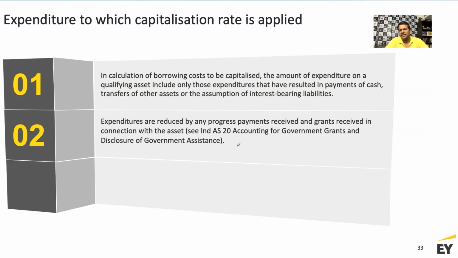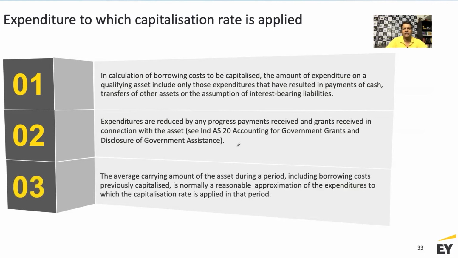Let's say this is largely relevant if I'm trying to capitalize this for inventory, where the customer may continue to make payments as well. If I'm receiving payment from the customer, then I can't continue to capitalize on the gross amount. I have to keep on reducing the sale consideration which I've already realized. The average carrying amount of the asset during a period, including borrowing cost previously capitalized, is normally a reasonable approximation of the expenditure to which the capitalization rate is applied in that period. We will try and understand this again with the help of a case study. All right, let's just try and look at this.